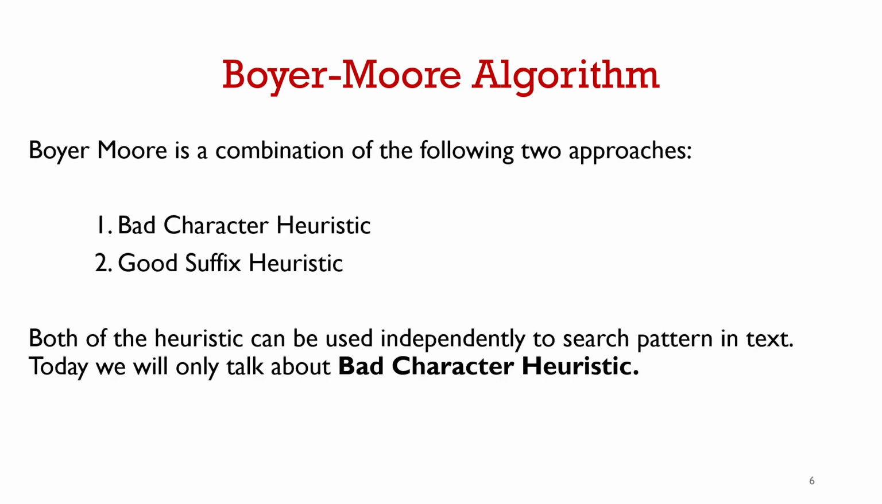Boyer-Moore is the combination of two approaches, the bad character heuristic and the good suffix heuristic. Both of these approaches involve pre-processing the patterns and building a lookup table. They just apply different rules on how to proceed when a character is mismatching. Both heuristics can be used independently to search for a pattern in text, but for today, we only talk about one approach, that is the bad character heuristic.